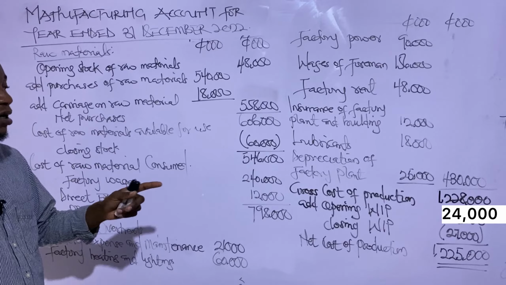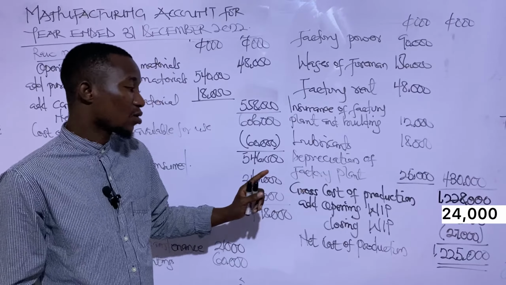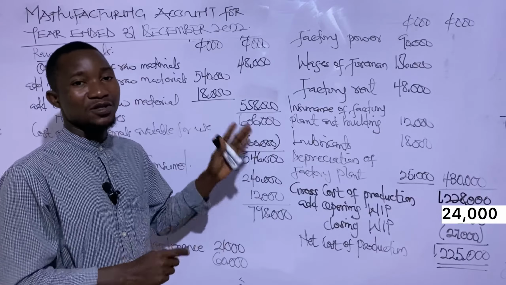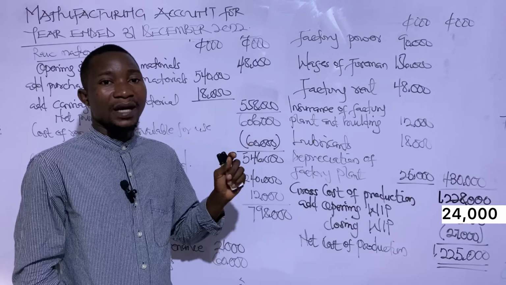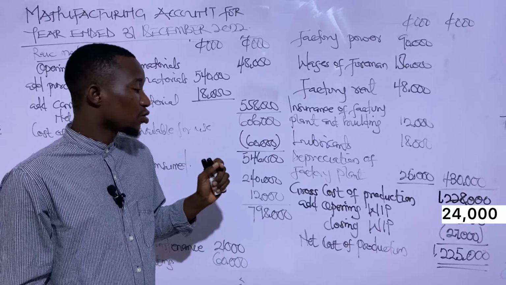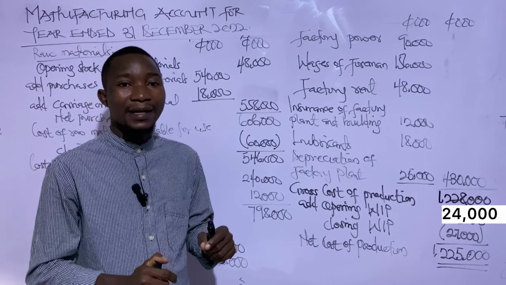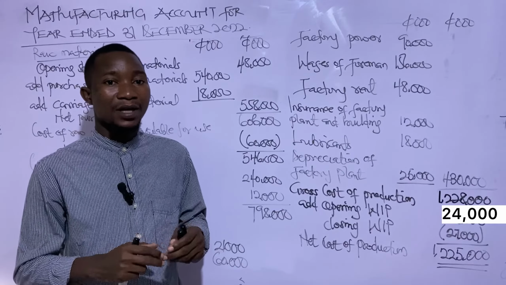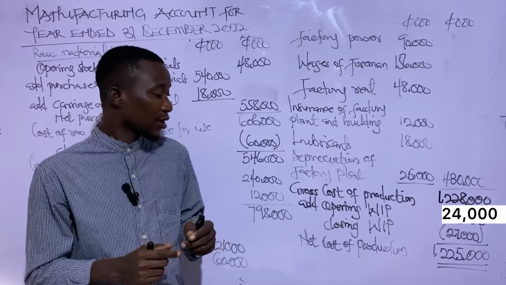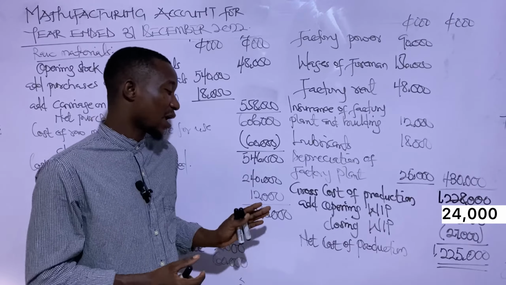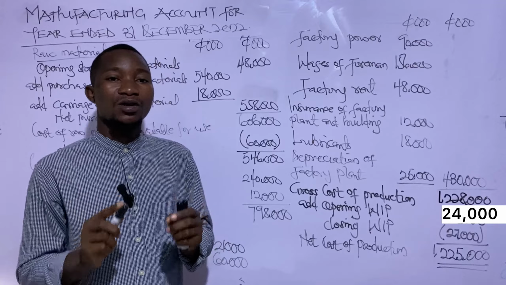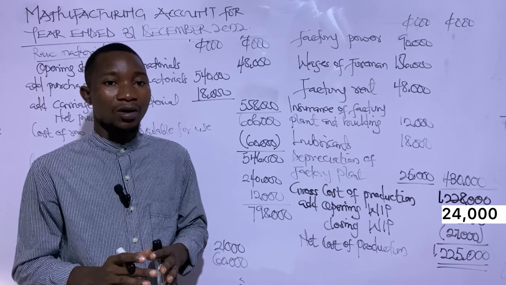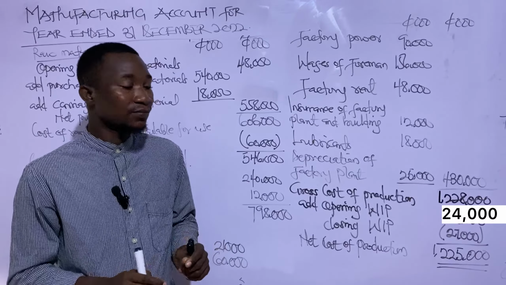But take note that after ascertaining the cost of production, it will be transferred to the trading aspect of the manufacturing account. That is where we will see finished goods. So the cost of production will be added to the opening stock of finished goods in order to determine the gross profit. Is that okay? So what I'm trying to say is that after ascertaining your cost of production, it will be transferred to the trading account.